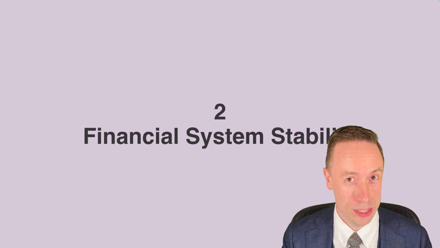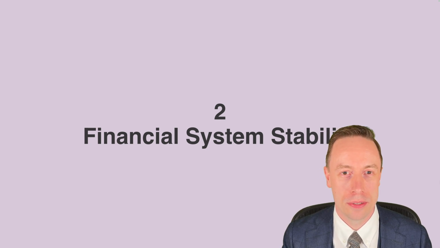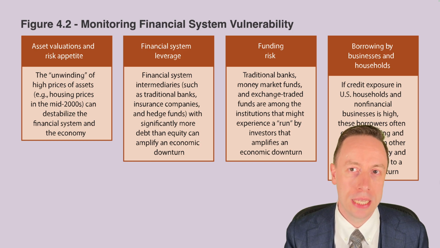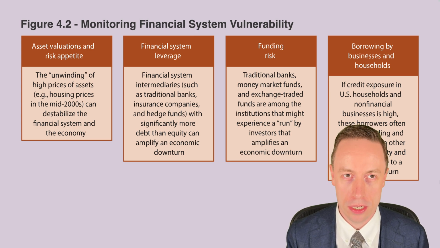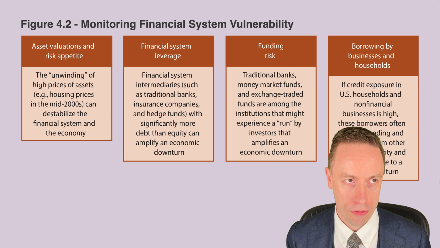It's not just through interest rates that the Federal Reserve tries to keep the system from falling apart during a crisis. The sorts of things that can go wrong when it comes to a financial system fall into a couple of different buckets, and the Federal Reserve monitors all of them.